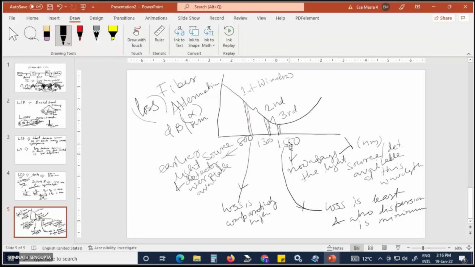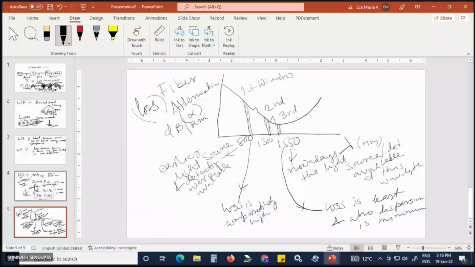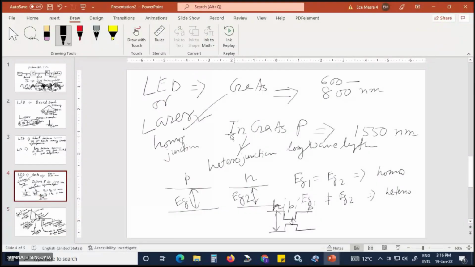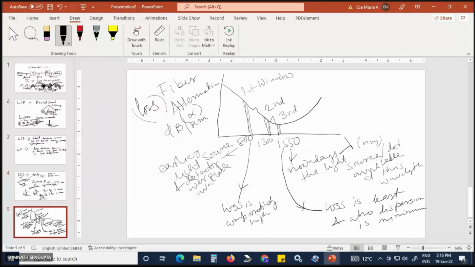For optical communication, this 1550 nanometer is used because of the technology or material available, that is, light source material available at this wavelength. That is indium gallium arsenide phosphide, a quaternary alloy, four element semiconductor. Many advanced light sources, laser diodes are there depending on the applications. These are used now. So these are all about the light sources.